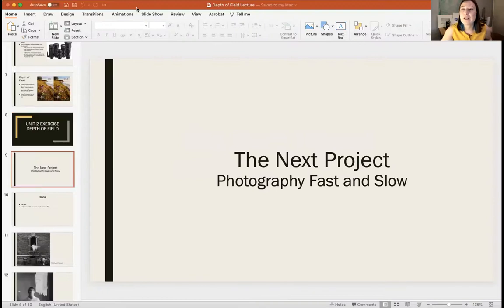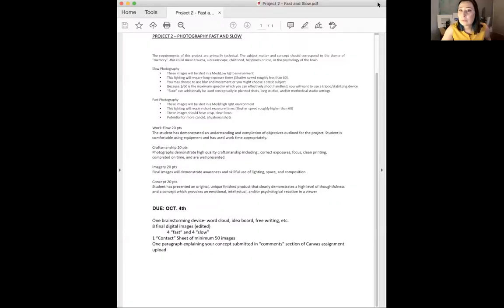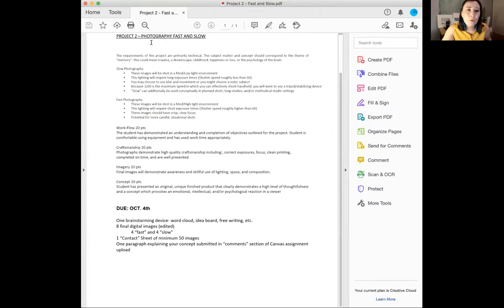Okay, so I'll actually end that and I'll show you the assignment itself, and let's just go ahead and read through that together. All right. So, photography fast and slow. Again, this is project 2.